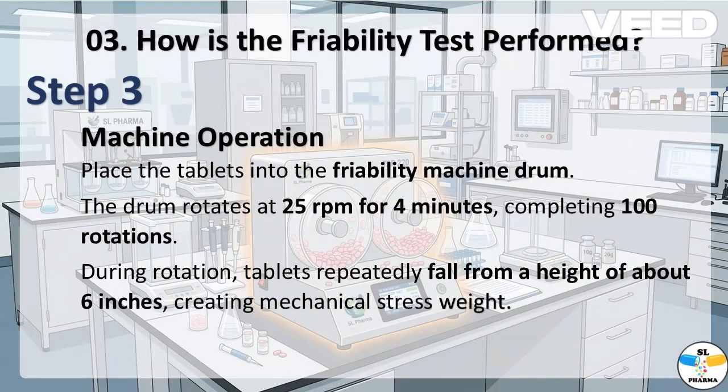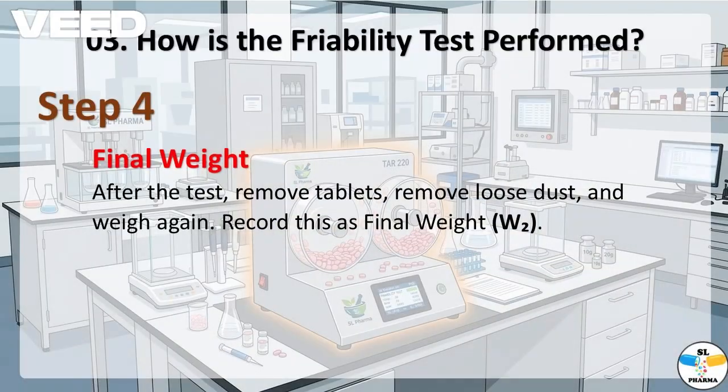The drum rotates at 25 revolutions per minute for 4 minutes, which means the tablets undergo 100 rotations. During this process, the tablets repeatedly fall inside the drum, creating mechanical stress similar to real-life handling conditions. After the test is completed, the tablets are removed, dust is cleaned off, and they are weighed again. This weight is recorded as the final weight, or W2.